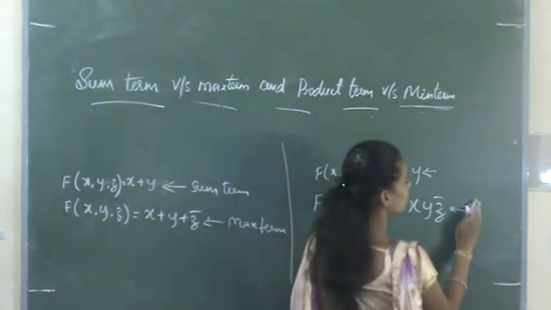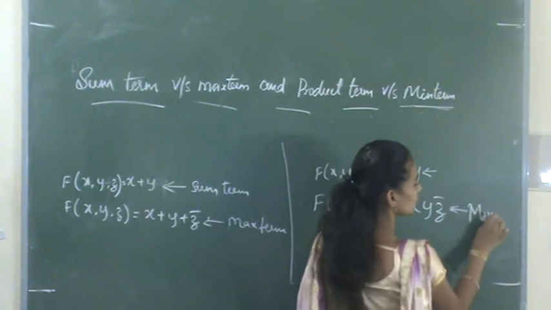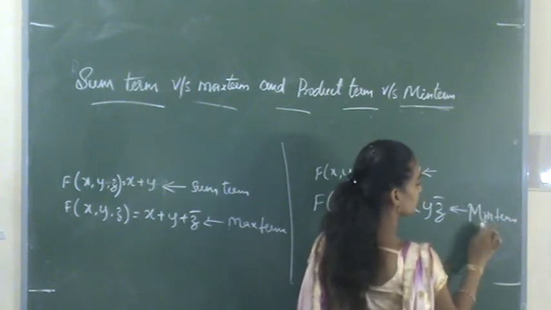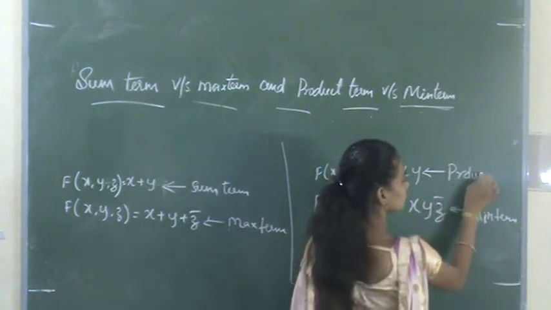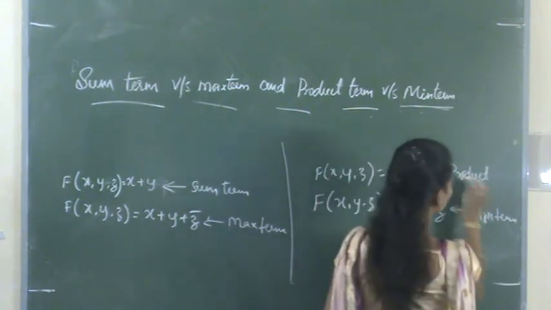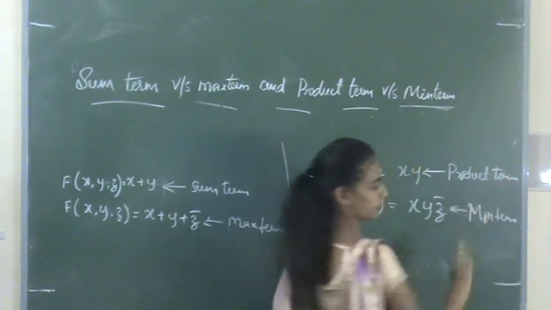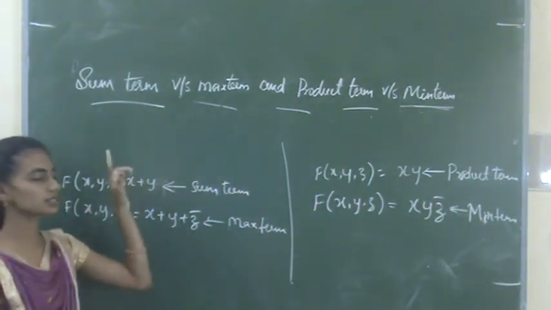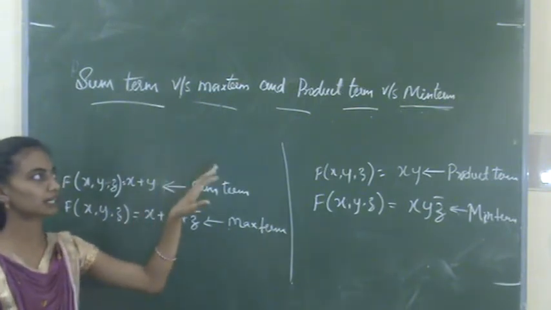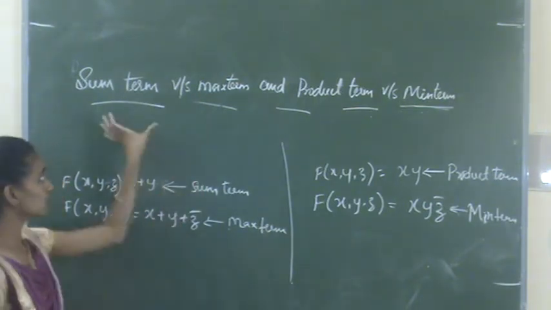So this we call a min term. This we call a product term. Okay, so this is about sum term versus max term and product term versus min term.